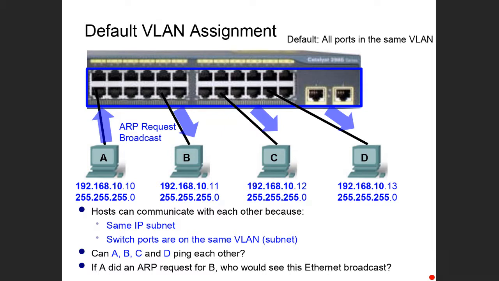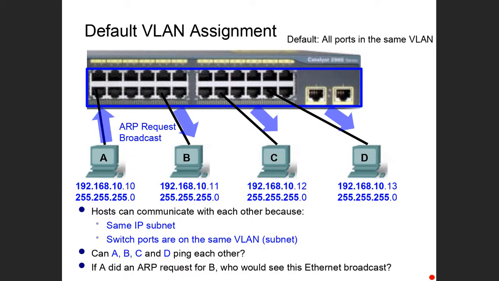So let's plug some host machines into these switches and see what we get. The hosts are all configured to be 192.168.10.something. He's using 10, 11, 12, and 13, and they're plugged into 4 ports on this switch. So the hosts can all communicate with each other because they're physically plugged together into the same switch, and the switch ports are all by default configured to be on the same VLAN. That's VLAN number 1, the default VLAN. We haven't changed anything yet.